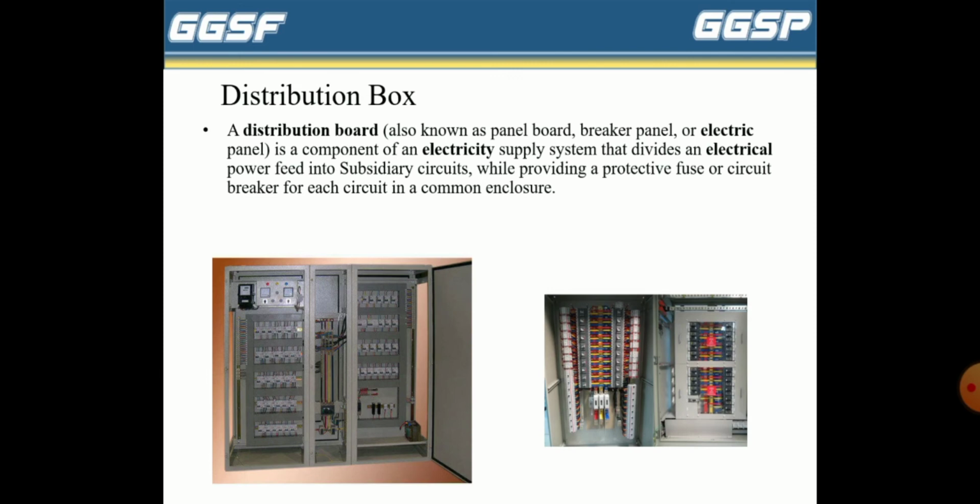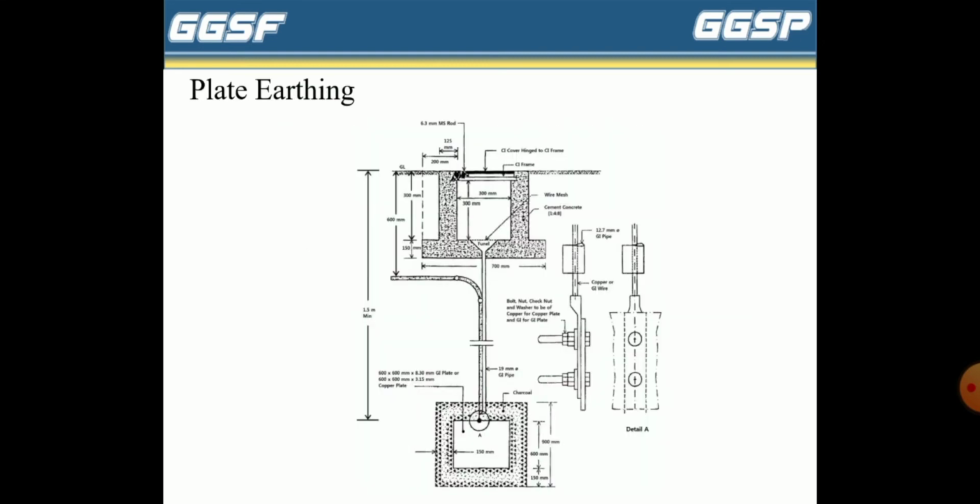Distribution box. A distribution board is also known as a panel or breaker panel. It is the component of an electricity supply system that divides an electrical power grid into subsidiary circuits, while providing a protective fuse or circuit breaker for each circuit in a common enclosure.